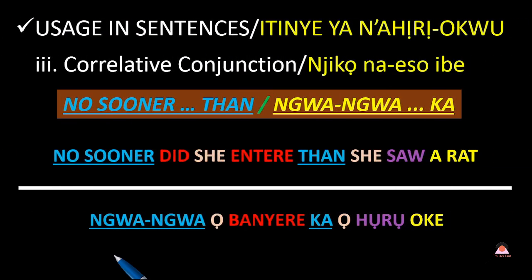We go to another one, which is no sooner than. And the Igbo version is ngwa ngwa, then followed by ka. Let's look at the sentence. No sooner did she enter than she saw a rat. Igbo version. Ngwa ngwa ọ banyere ka ọ hụrụ oke.